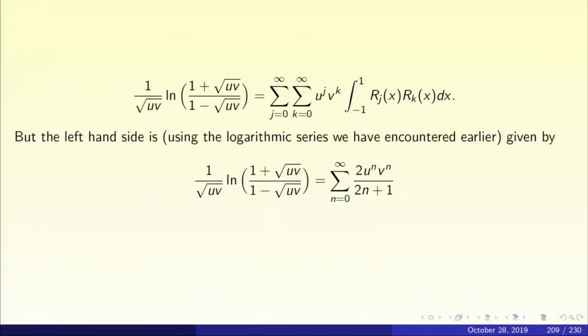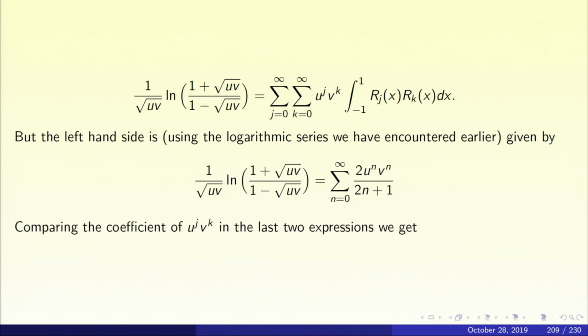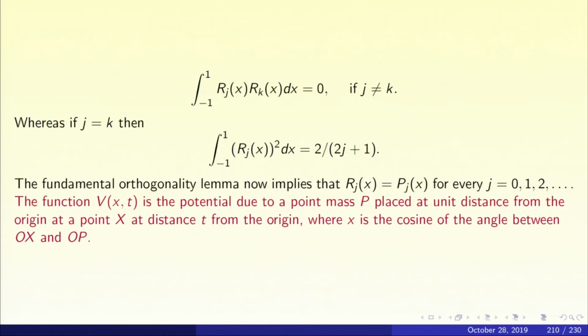Now, expand the logarithm. We have a logarithmic series, log of 1 plus u equals u minus u squared by 2 plus u cubed by 3, etc. So, the logarithmic term can be written as the sum over n from 0 to infinity of 2 u to the power n v to the power n upon 2n plus 1, and you must compare like terms on both sides, namely the coefficient of u to the power j v to the power k in the last two expressions. We get that the integral from minus 1 to 1 of R_j(x) R_k(x) equals 0 if j is not equal to k, whereas if j equals k we get the integral from minus 1 to 1 of R_j(x) squared dx equal to 2 upon 2j plus 1.